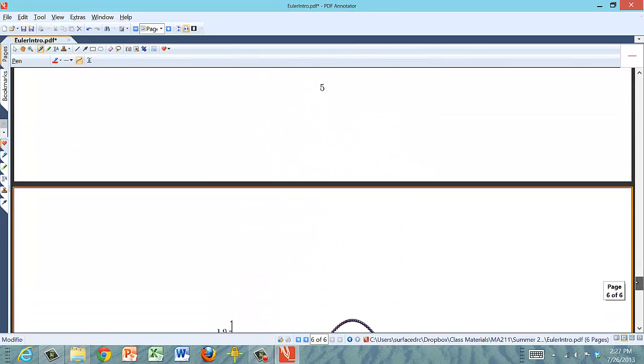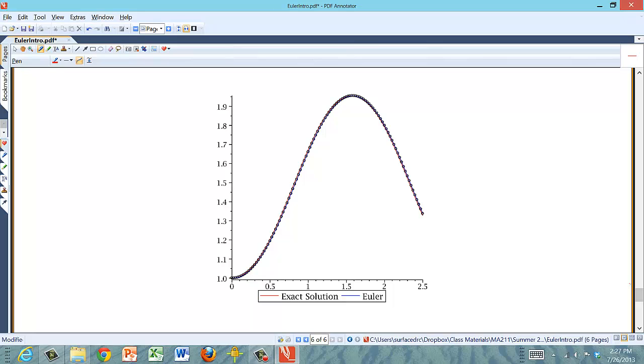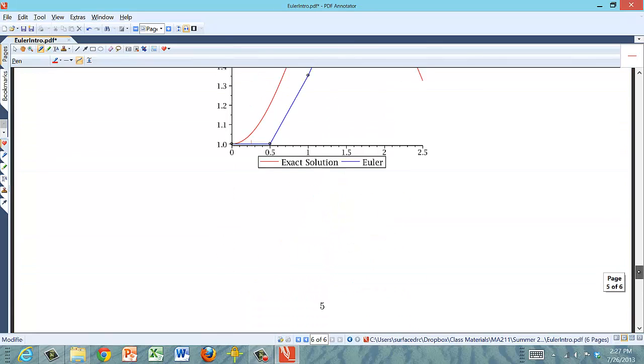So really, that's it. Can you use Euler's method to approximate a solution to the differential equation? And I think you can.